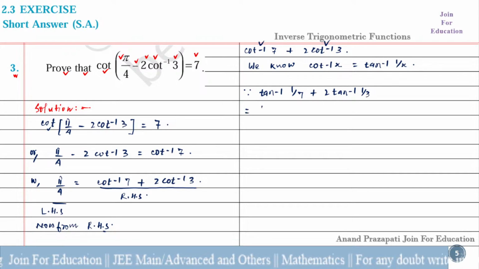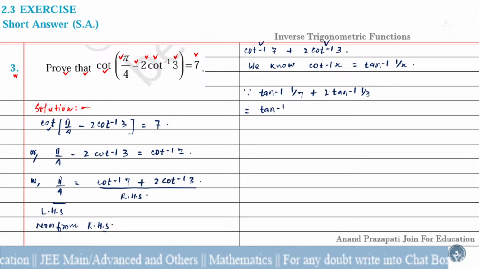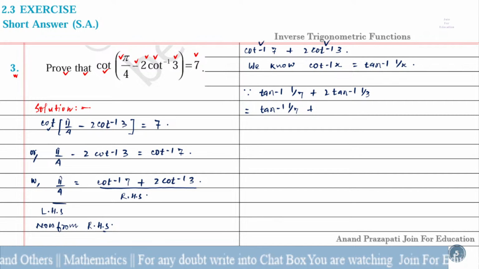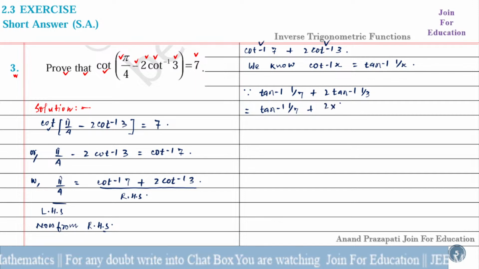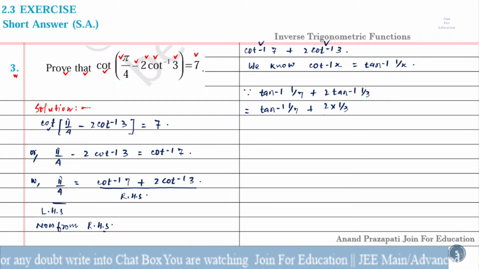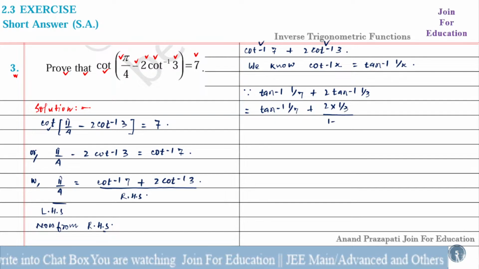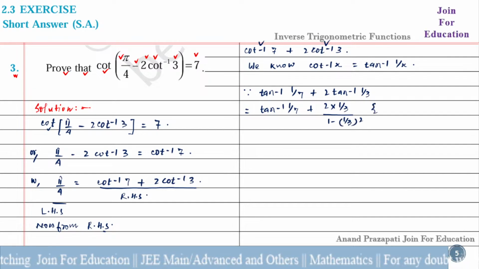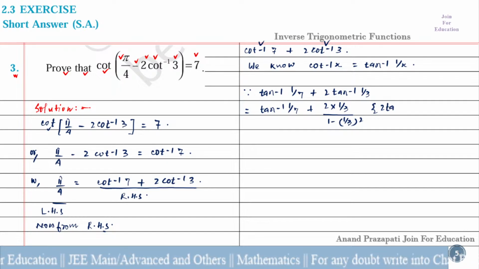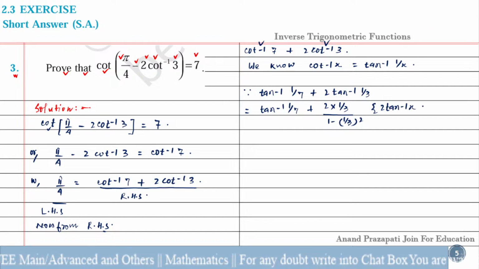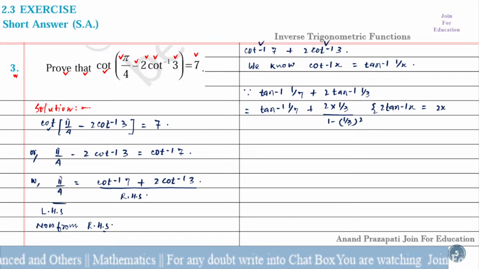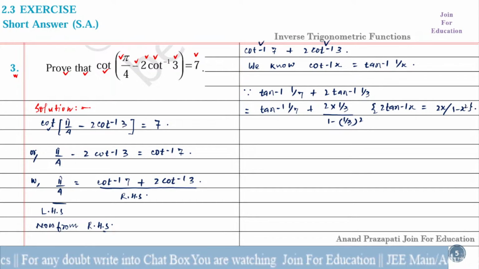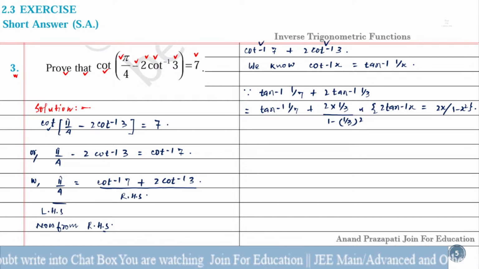So the next step will be tan inverse 1 by 7 plus, we know that 2 tan inverse 1 by 3 equals 2 into 1 by 3 by 1 minus 1 by 3 whole square. According to this formula, 2 tan inverse x equals 2x by 1 minus x square. Hope there is no problem understanding up to this step.